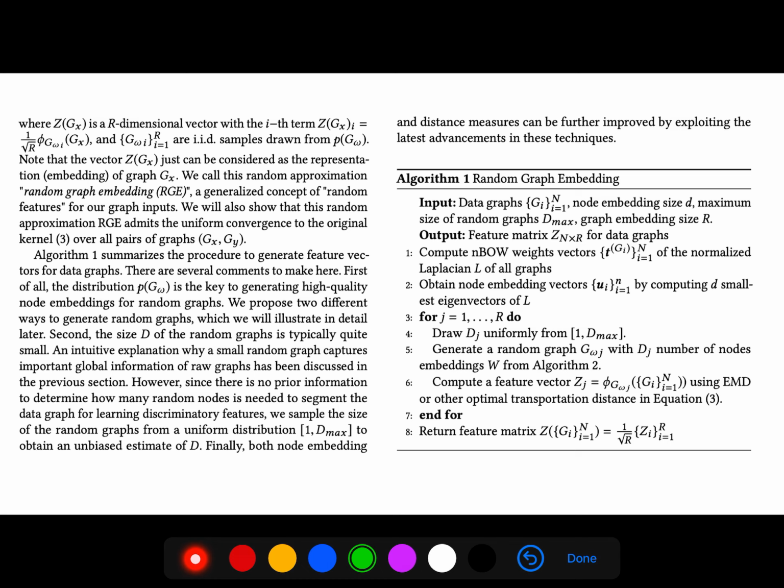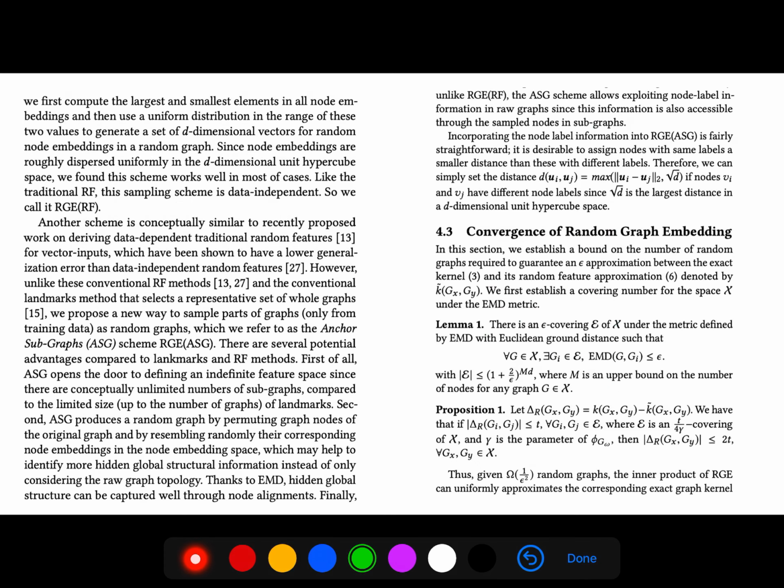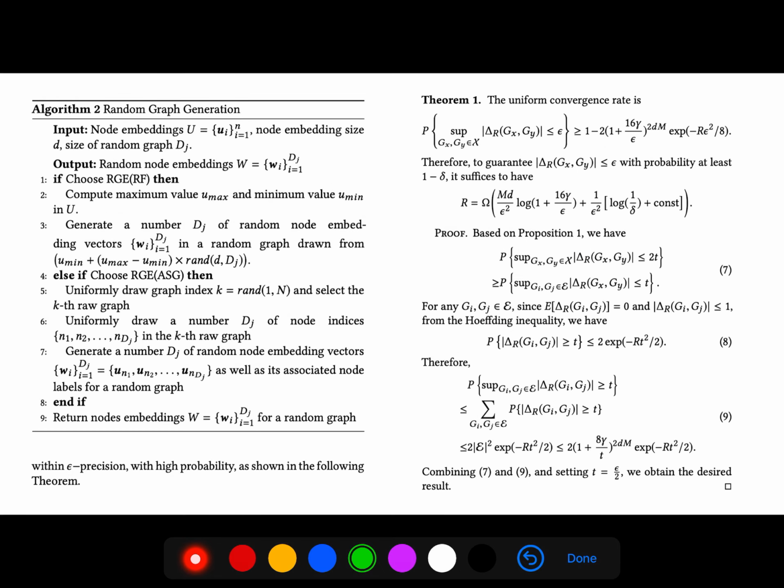So once you have a dataset of n graphs with node embeddings, you want to find the feature matrix Z. This computes the feature vectors using earth mover's distance. We generate random graphs and then calculate the feature matrix. And they use this algorithm for random graph generation.